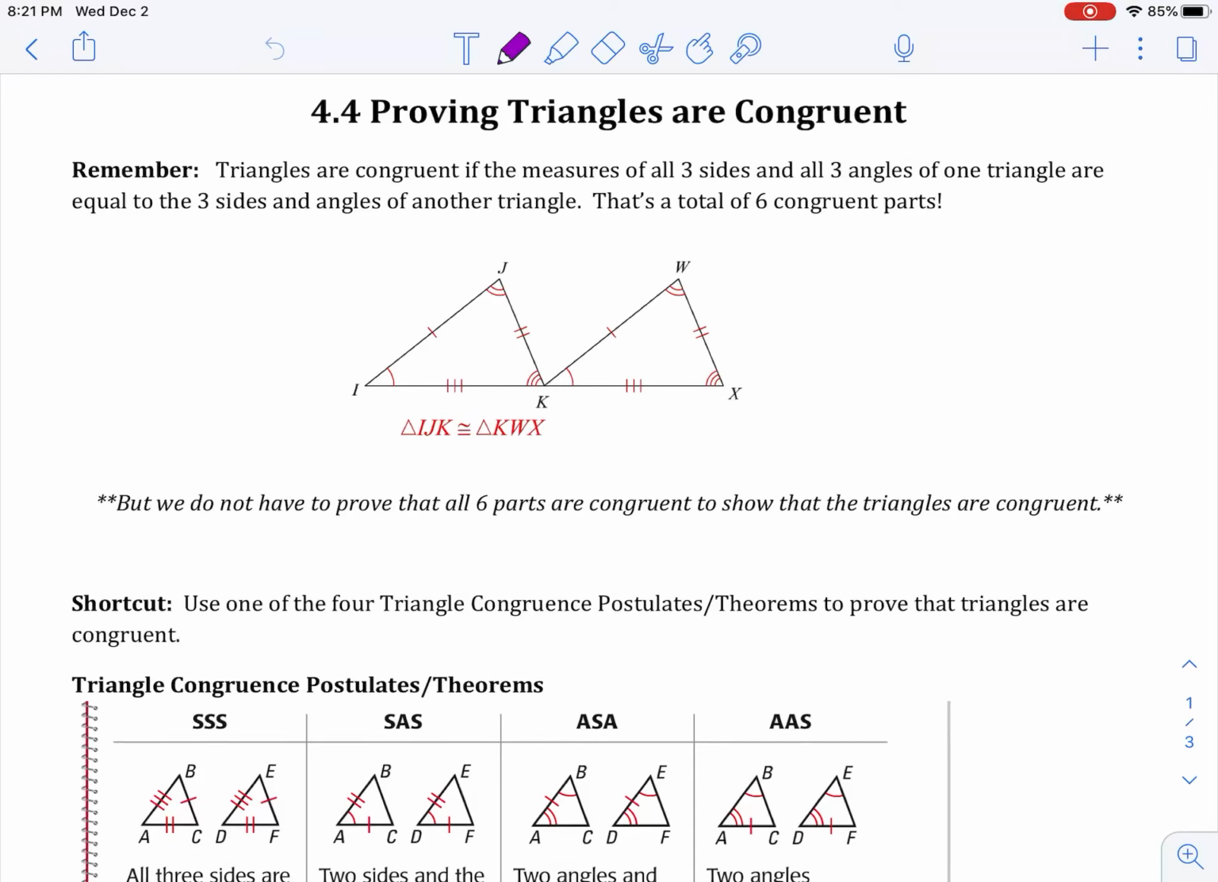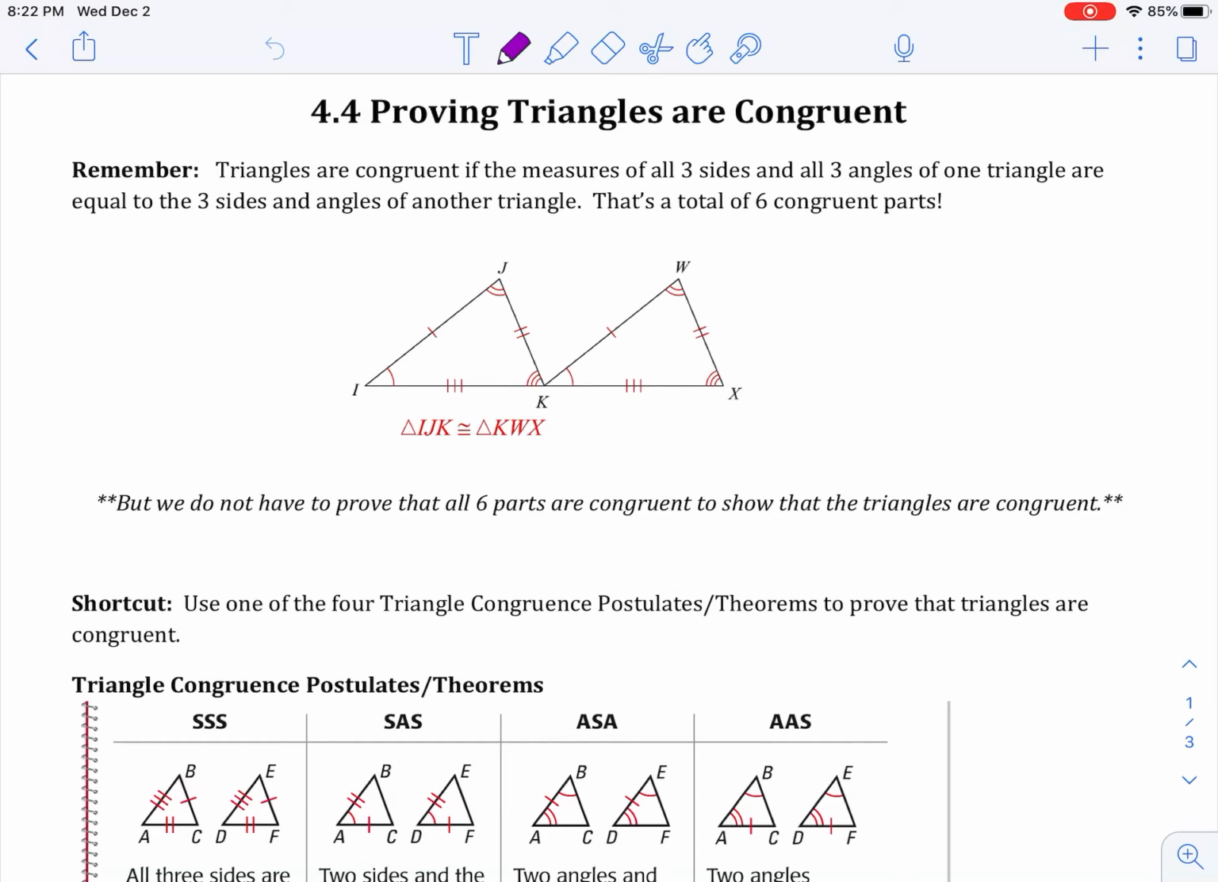In section 4.3, we learned that triangles can be congruent, which means that all three of their sides and all three of their angles would match up. So if you look at the picture with the red markings on it, those two triangles are exactly the same. A set of congruent triangles means they're identical, okay?